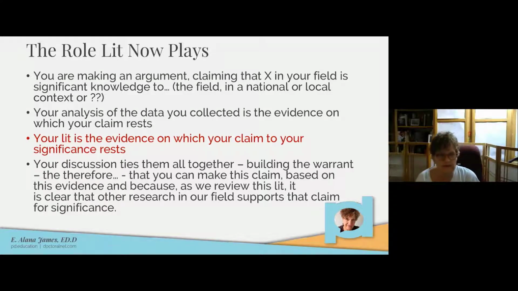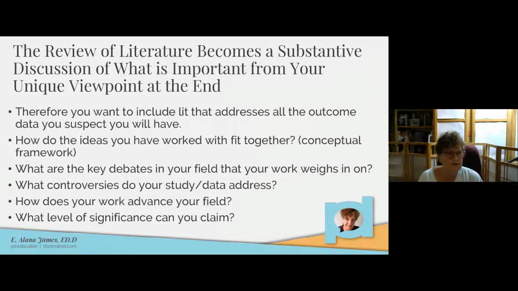Now, as early career researchers, you don't have your data yet. You don't know what you're going to say yet. You're just guessing. But you can guess smart rather than not so smart. Just a few other things. Since the review of literature becomes substantive in the discussion, once again, you want to include all the lit that addresses the outcome of the data that you now suspect you're going to have. So you have some idea about what your data is going to say, and you want to make sure it's covered. Let me give a Venn diagram suggestion.